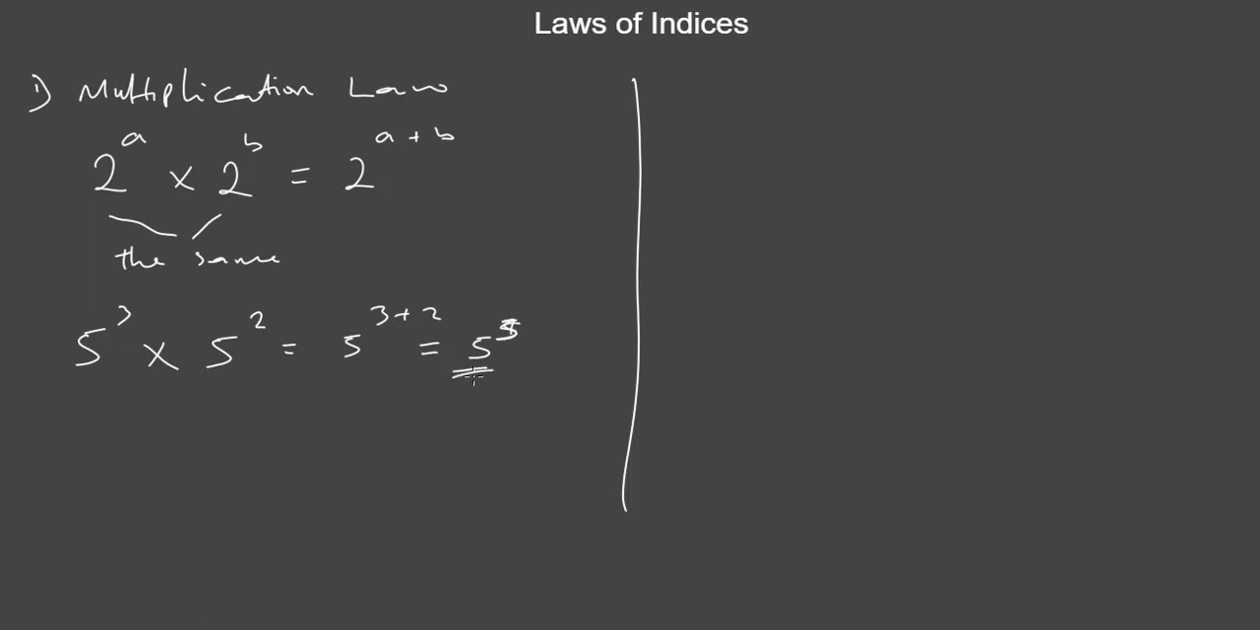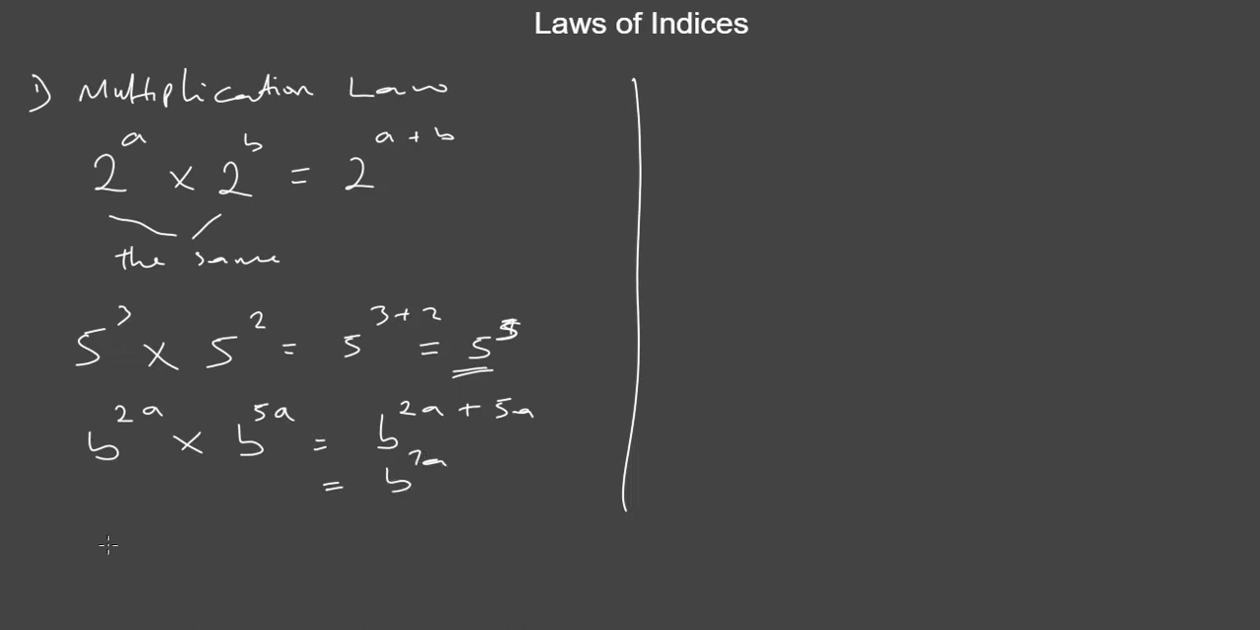So let's look at another example. Let's say I have something like b raised to the power of 2a, then times b raised to the power of, let's say this time around we have 5a. So this becomes b, one of the bases, raised to the power of 2a plus 5a, and that's equal to b raised to the power of 7a.